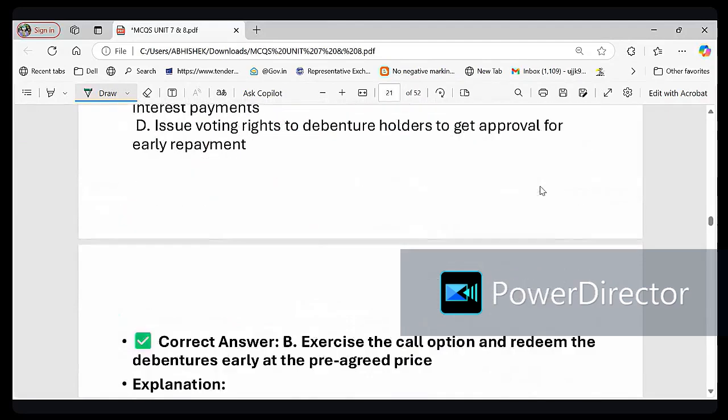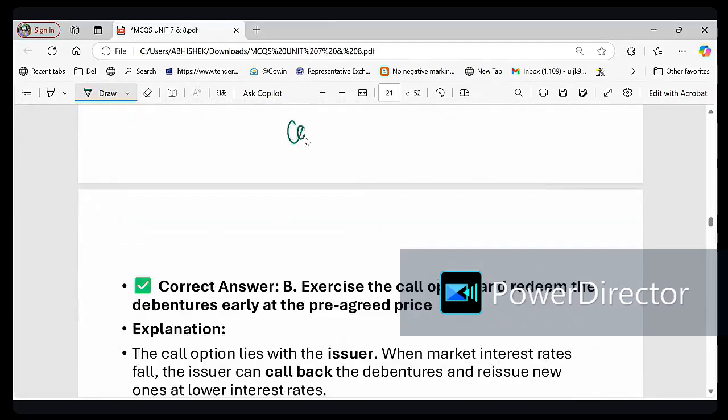One thing I want to ask you: who holds the call option? Option A, the investor. Option B, the company. What do you think? Please answer. This is a very important thing. Questions are asked about who holds the call option. The answer is option B, the company. The company can call back the debenture. It can redeem the debenture.